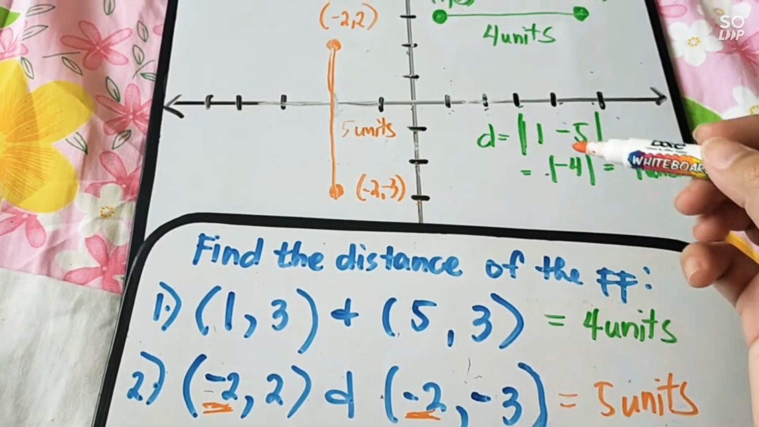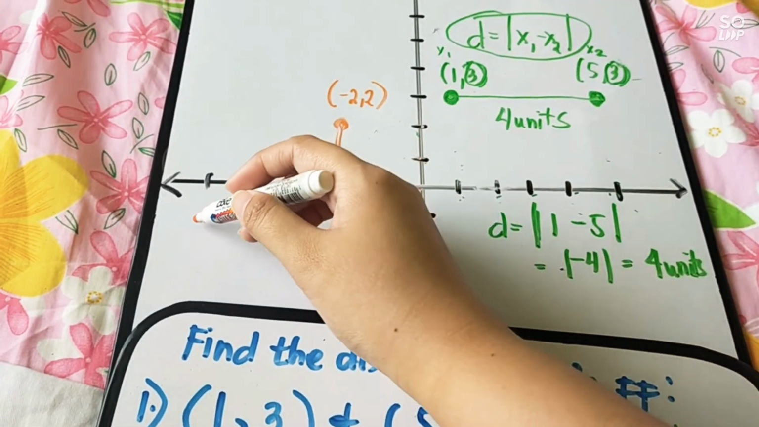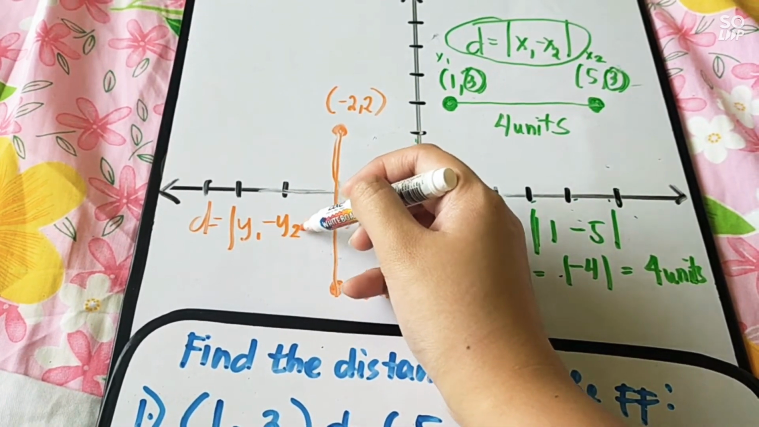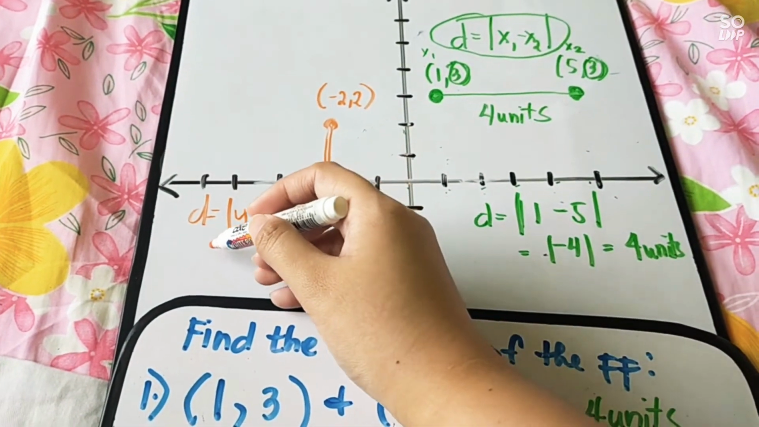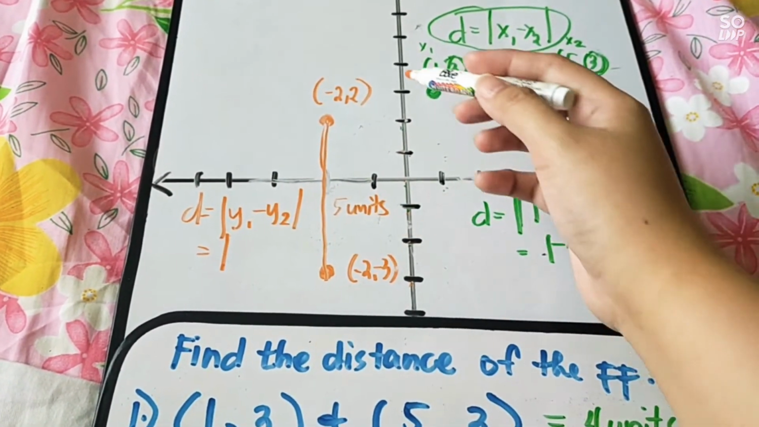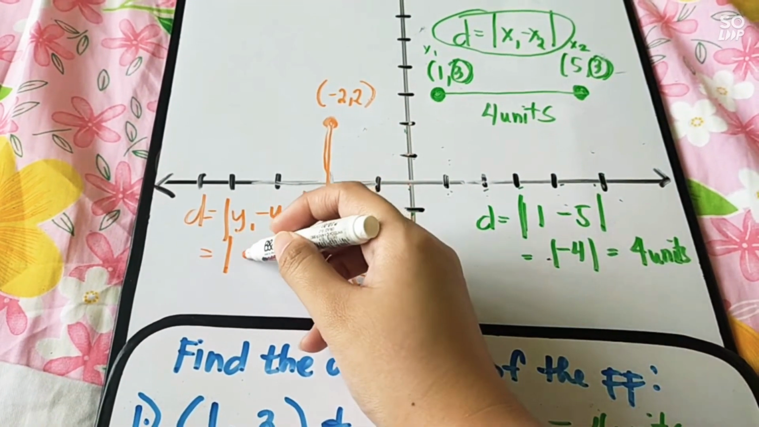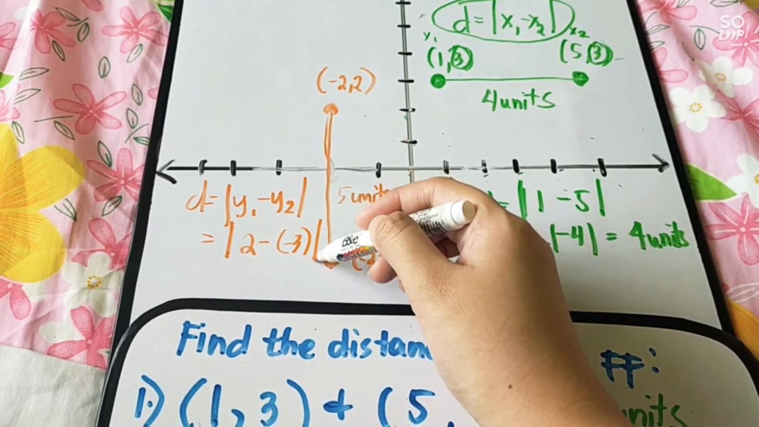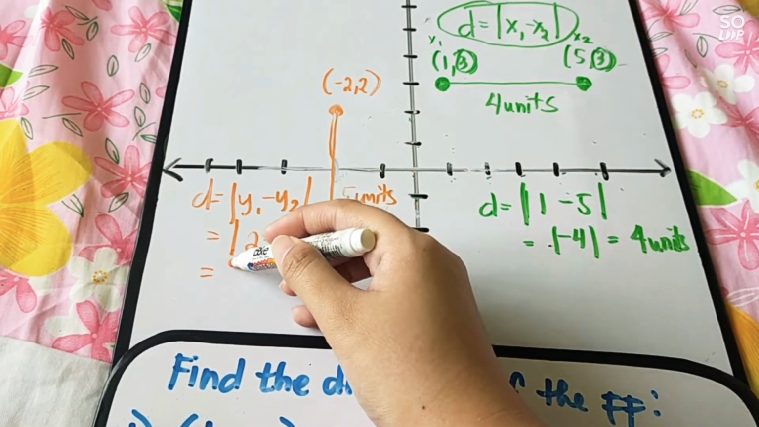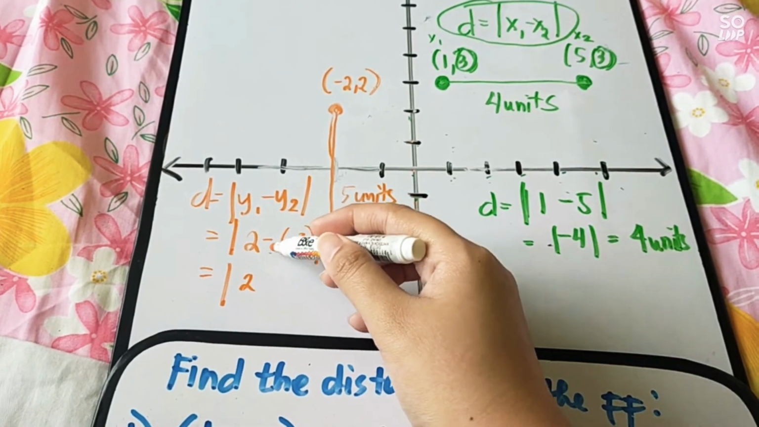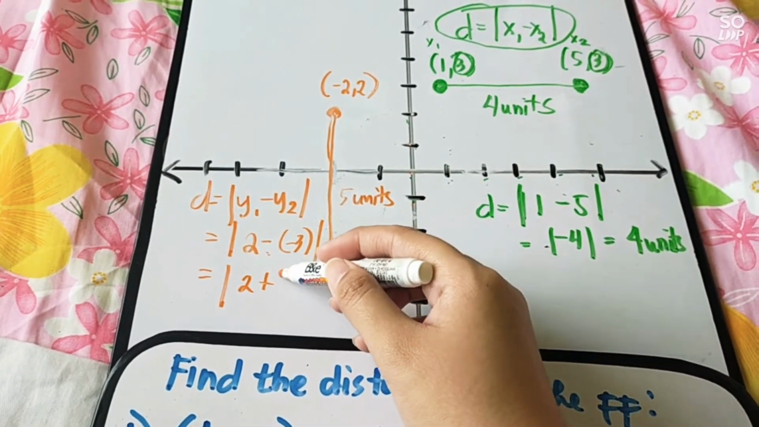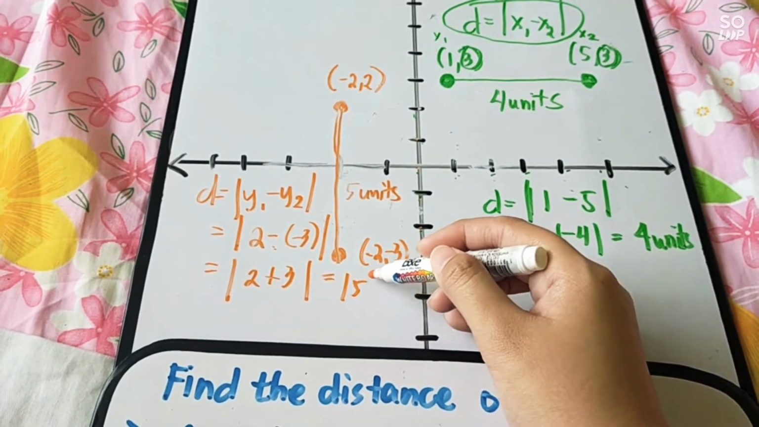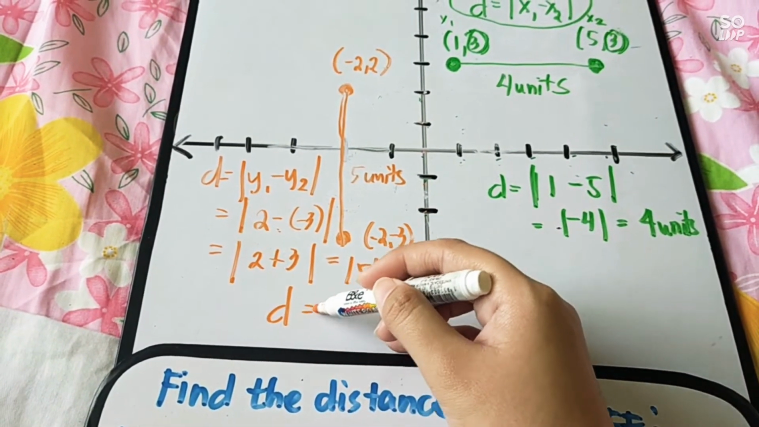So, if the x is the same, the formula you will use is d is equal to the absolute value of y sub 1 minus y sub 2. That simple. So, we have the absolute value of y sub 1, which is 2, minus y sub 2, which is negative 3. Then we enclose it in absolute value. Since negative times negative becomes positive, it is 2 plus 3. So, the absolute value of 2 plus 3 is equal to the absolute value of 5, which is positive 5 units.